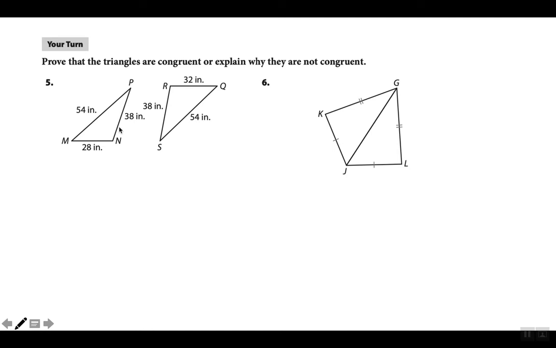All right, so here you just got to check, are they congruent by SSS? Yes or no? Tenemos que determinar si son congruentes por lado, lado, lado, sí o no. So the first one, 54, 28, 38, nope.